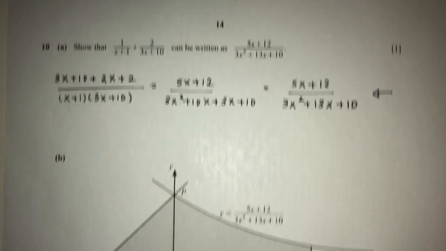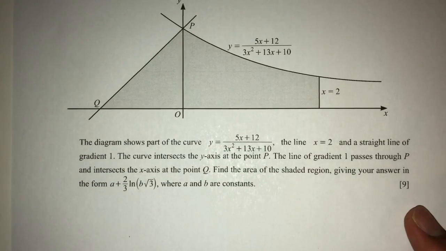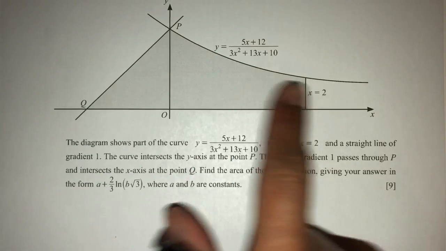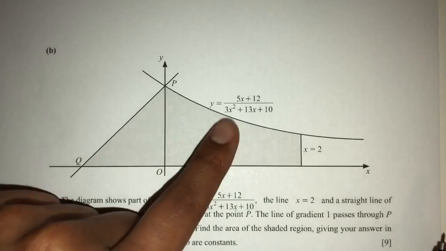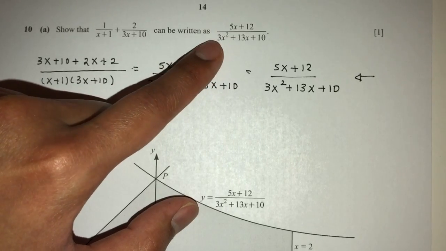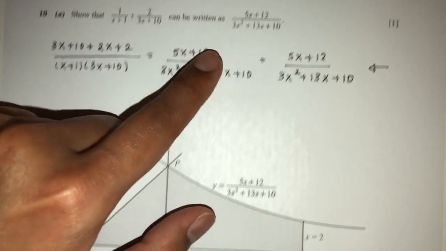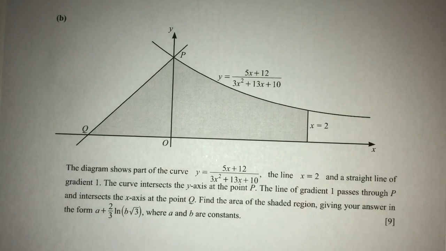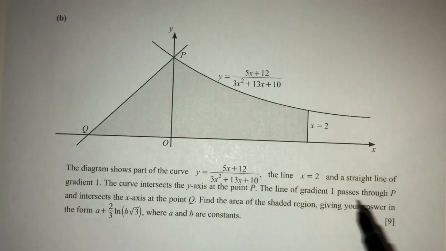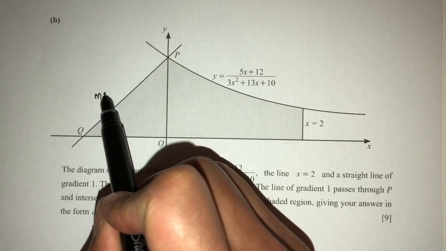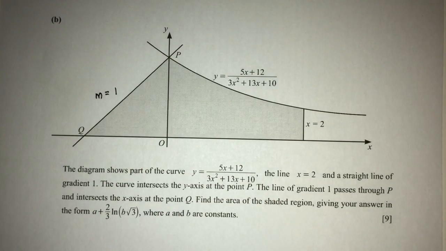That is part A. Now let's move on to part B. As you can see, we have a curve here, which is y equal to, hey, it is actually from the first part, right? So we have to use this somewhere, so keep this in mind. This is basically the same as this, right? Now, we have the line x equal to 2 and a straight line of gradient 1. This is the gradient 1 line QP.